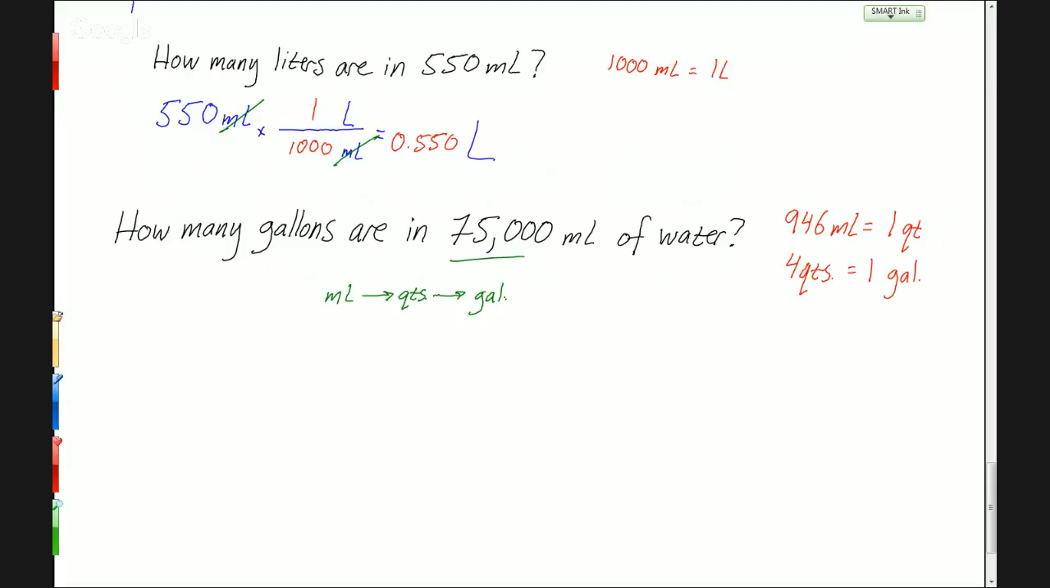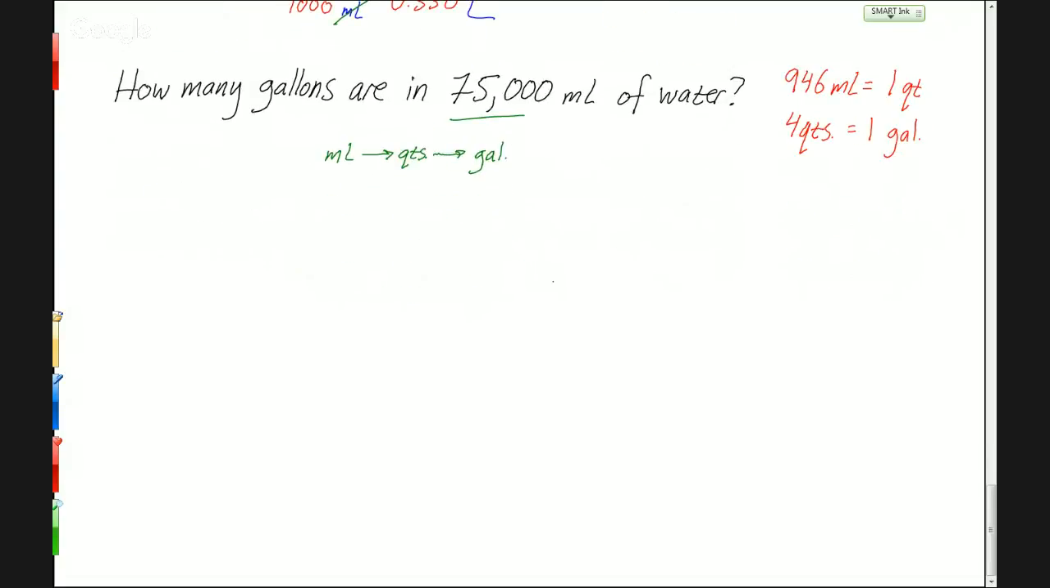So that's kind of our plan. We're going to start with milliliters, then go to quarts, then go to gallons. Everything else works the same as what we just did. So we start with the 75,000 milliliters.